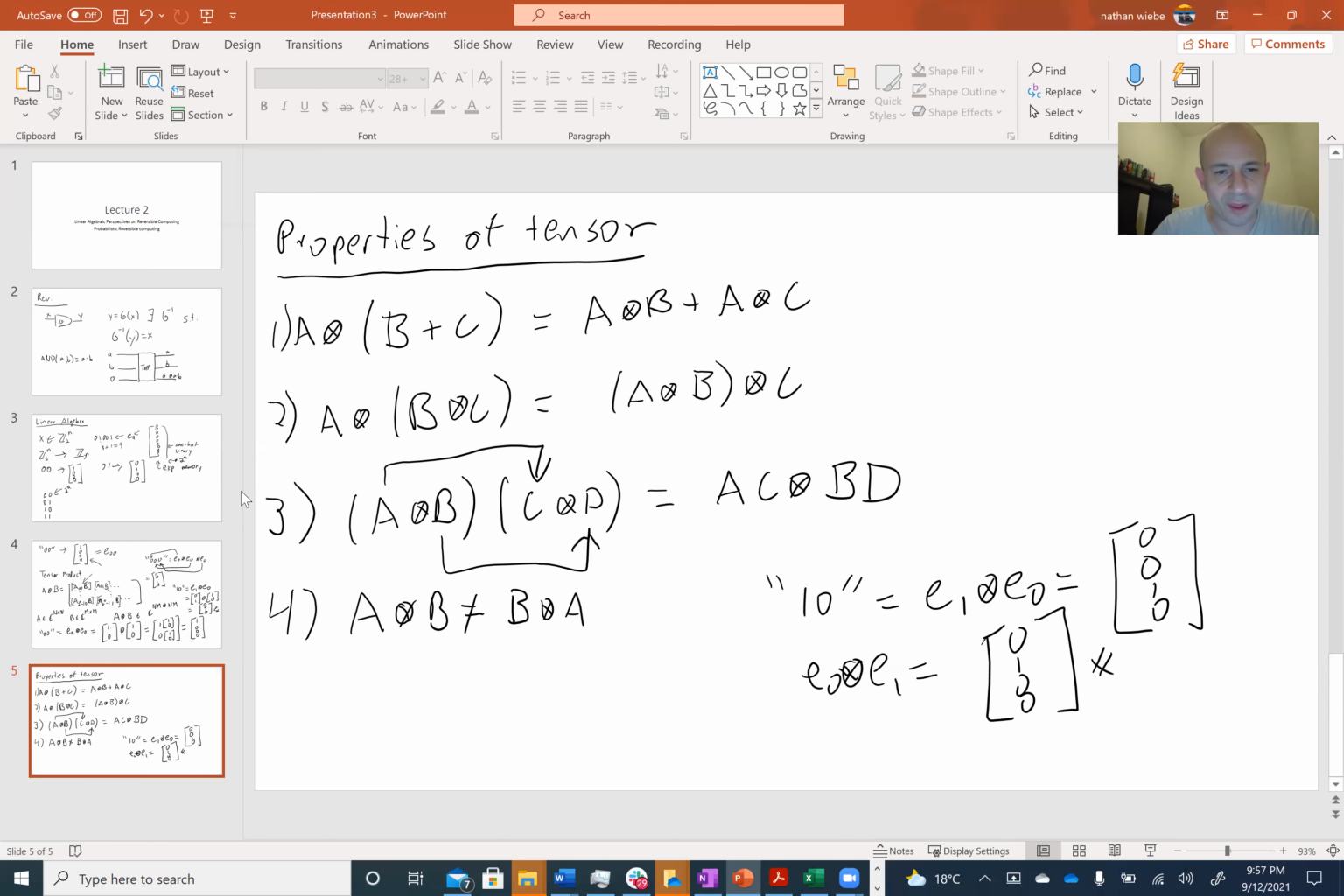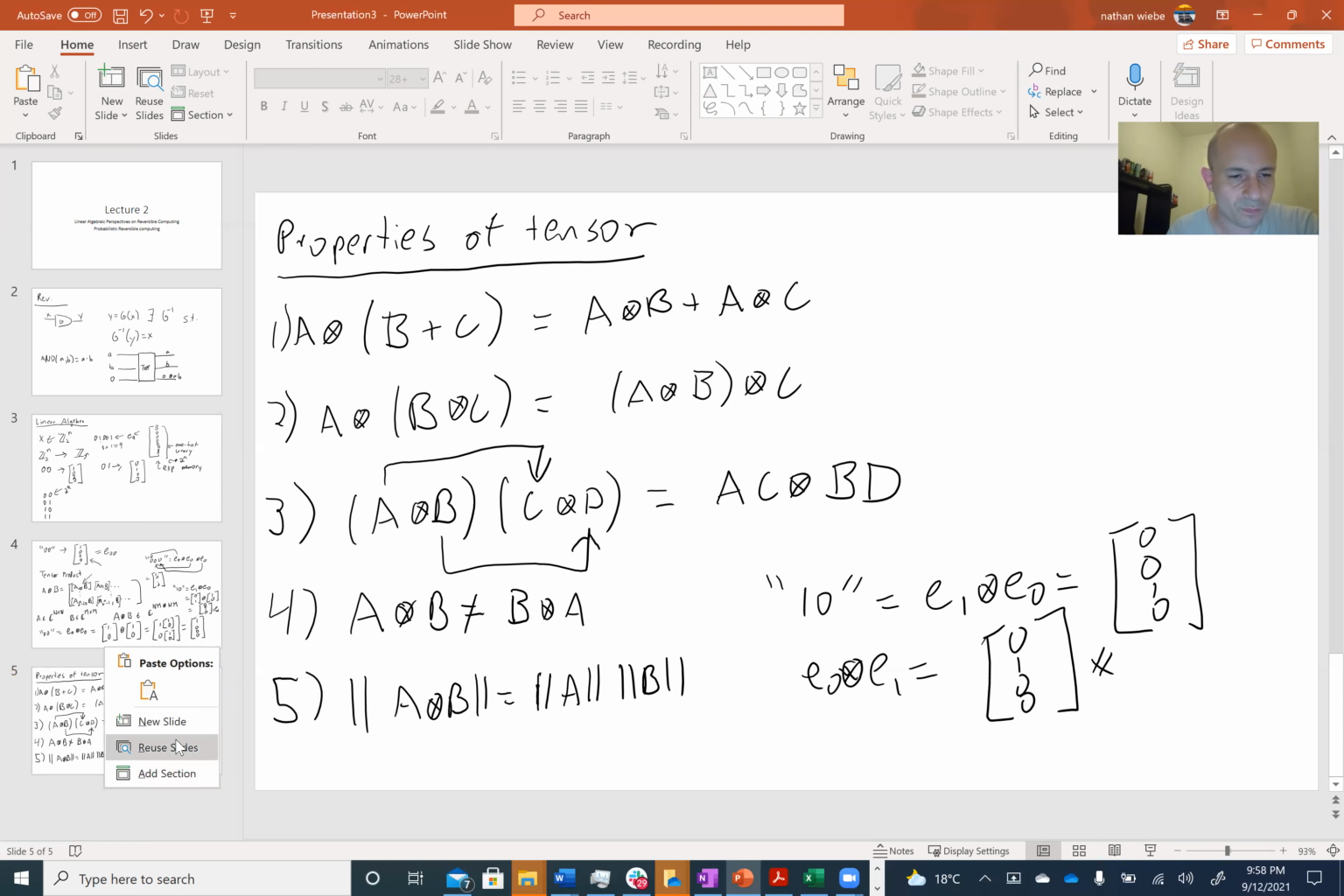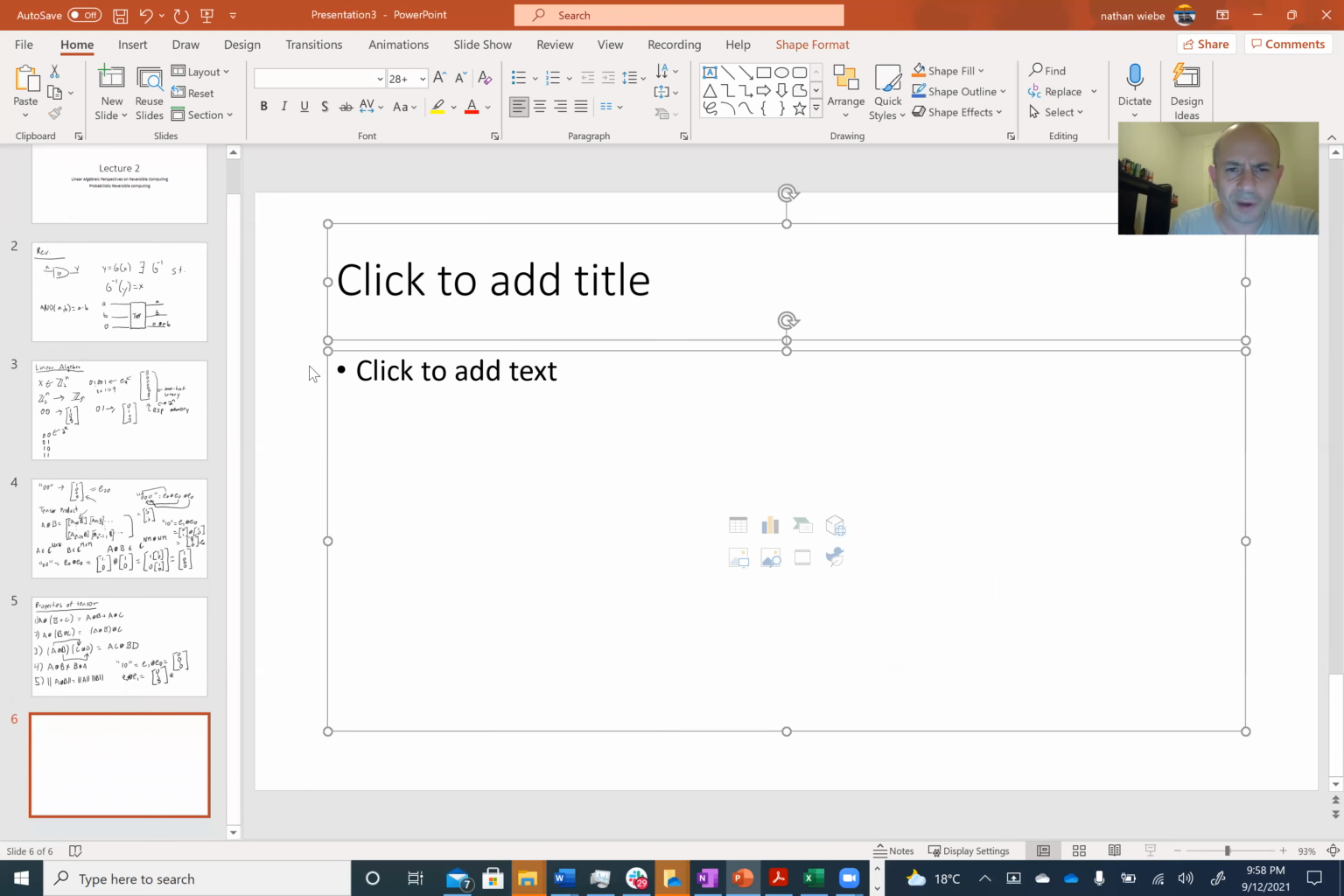Another property that is really nice is that the matrix norm of A tensor B, and the matrix norm we're going to be most interested in is the induced 2 norm, which is essentially the maximum eigenvalue of the absolute value of the operator, is the norm of A times the norm of B. So these properties are really awesome, and they help us manipulate distributions that we describe using sums of tensor products. Okay, well, some of this might seem like it's a little bit overkill, right?